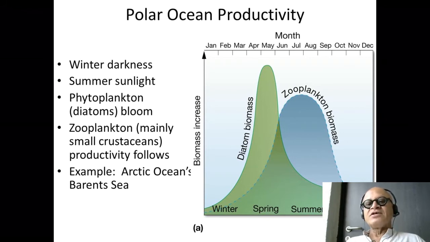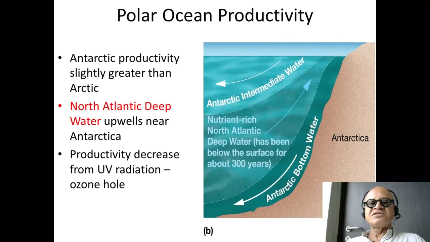With the delay, you get a zooplankton bloom, which grazes down the phytoplankton, but you can see as the zooplankton biomass is beginning to increase with the delay, the phytoplankton biomass is beginning to drop, and the zooplankton biomass reaches its peak in summer months. By then, the phytoplankton has already been grazed down. It's called grazing. Okay, this is like crows grazing. So zooplankton are grazing on the phytoplankton. So the Arctic Ocean's Barents Sea has this typical kind of productivity.